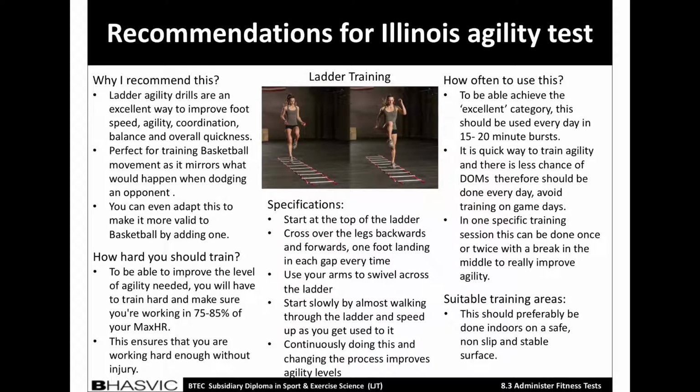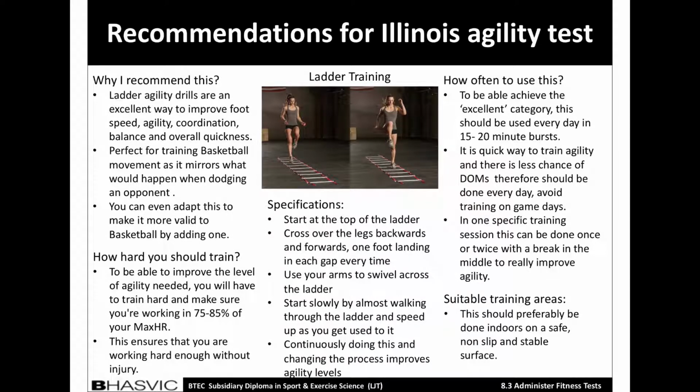The specifications for this drill. Start at the top of the ladder, cross over the legs backwards and forwards, one foot landing in each gap every time. Use your arms to swivel across the ladder. Start slowly by almost walking through the ladder and speed up as you get used to it. Continuously going through the ladder improves the progress of the agility levels.